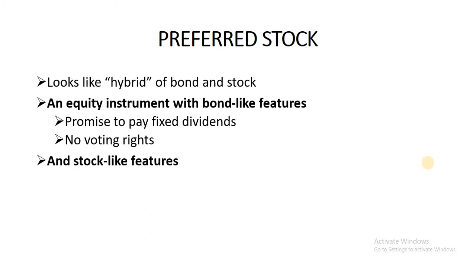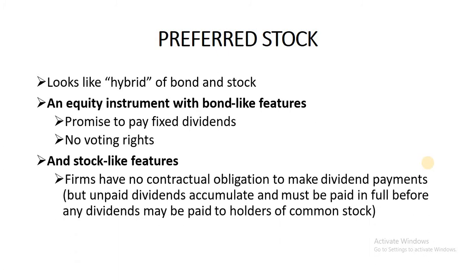Now, let's look at the stock-like features of preferred stock. First of all, firms are not legally bound to pay dividends to preferred stocks. However, unpaid dividends must be paid in full before any dividends are provided to the common stockholders. Secondly, preferred stocks do not have any specific maturity.